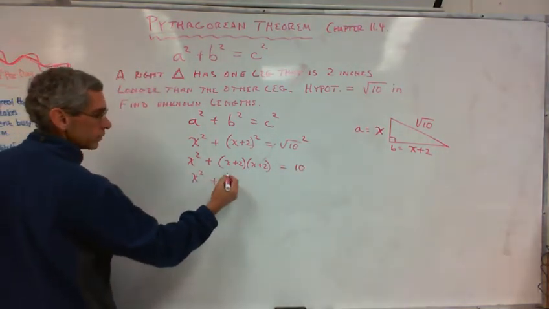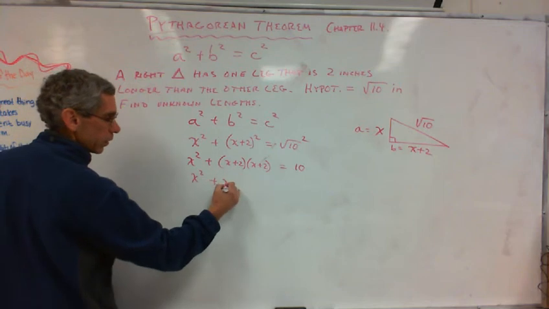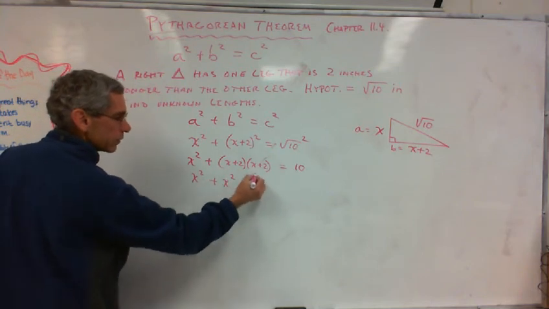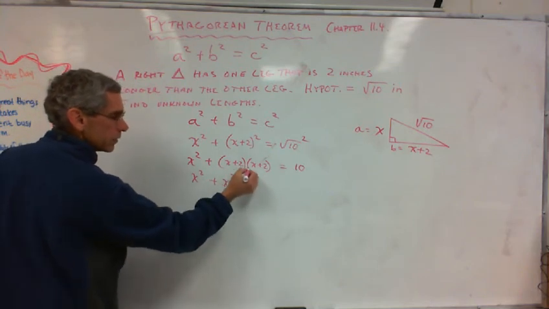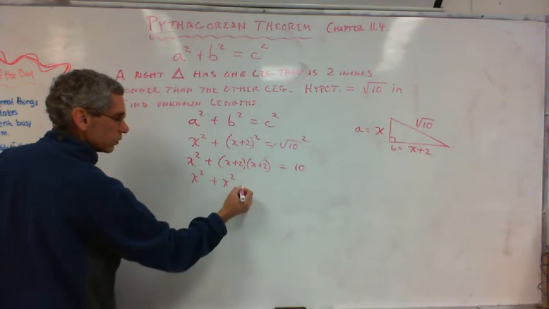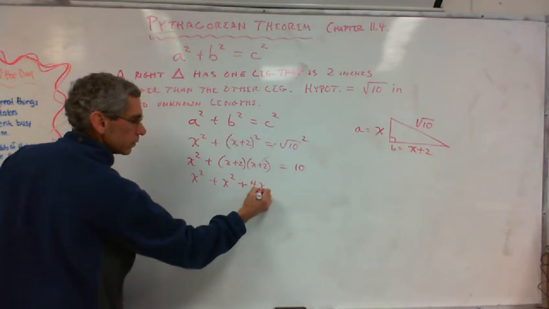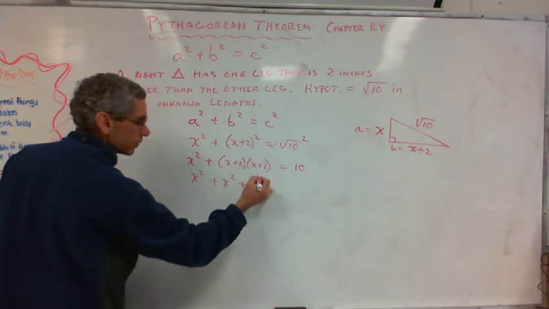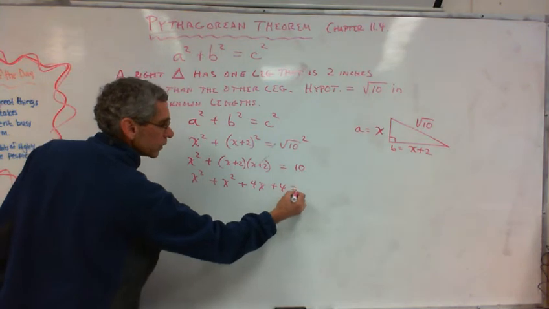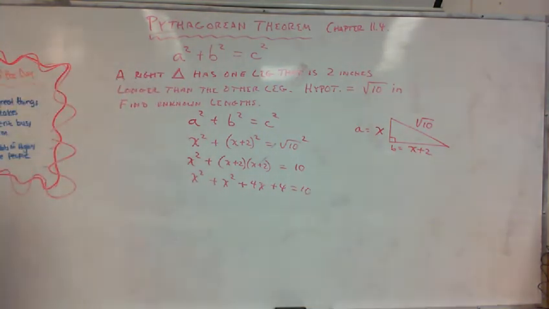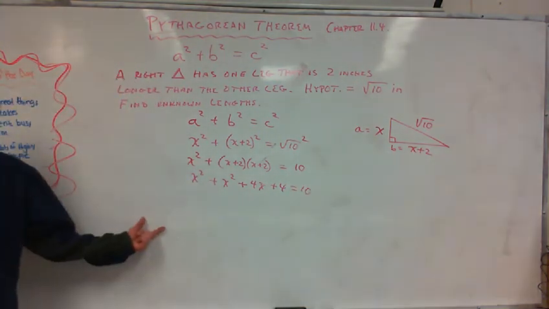X squared plus, we've got x times x is x squared. Okay, 2x is the outsides, 2x is the insides. 2x plus 2x is 4x, so plus 4x. And then plus the last, which is 4. Plus 4 equals 10. So now we can combine a few things, right?